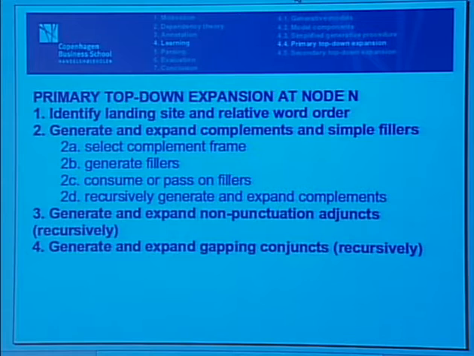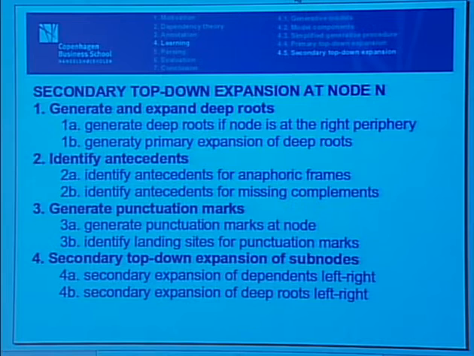We have a secondary top-down expansion where we generate and expand deep roots. We identify antecedents. We generate punctuation marks, and we do top-down expansions of all the subnodes. So the main point here is you don't have to understand all the details. It's just that we can create a very fine-grained generative model of all the steps that are taking place here, to try to estimate the probabilities for all the decisions that are made here.